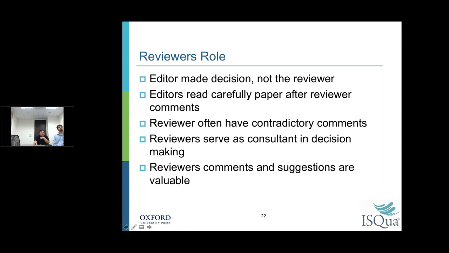And it's common that reviewers have contradictory comments. It's not like all the reviewers are consistent with each other. So it's common to have contradictory comments, and that's when the editor will come in and look at the comments. Sometimes we could also go back to the reviewers and ask them why they think so, and what is the evidence that leads them to provide such a comment.